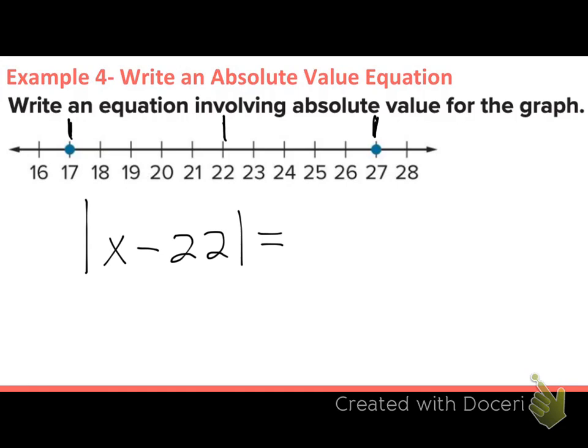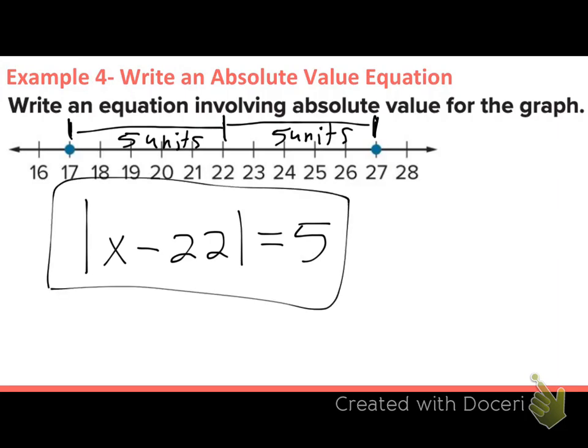So I'm finding the two numbers outside of positive 22. And how far are these two numbers from 22? How many units? 5 units, right? So that's my distance part of it. So the distance will be on the right side of the equal sign. Everyone okay with that? So I'm looking for the two numbers that are a distance of 5 from positive 22. And there's my equation. We okay with that?